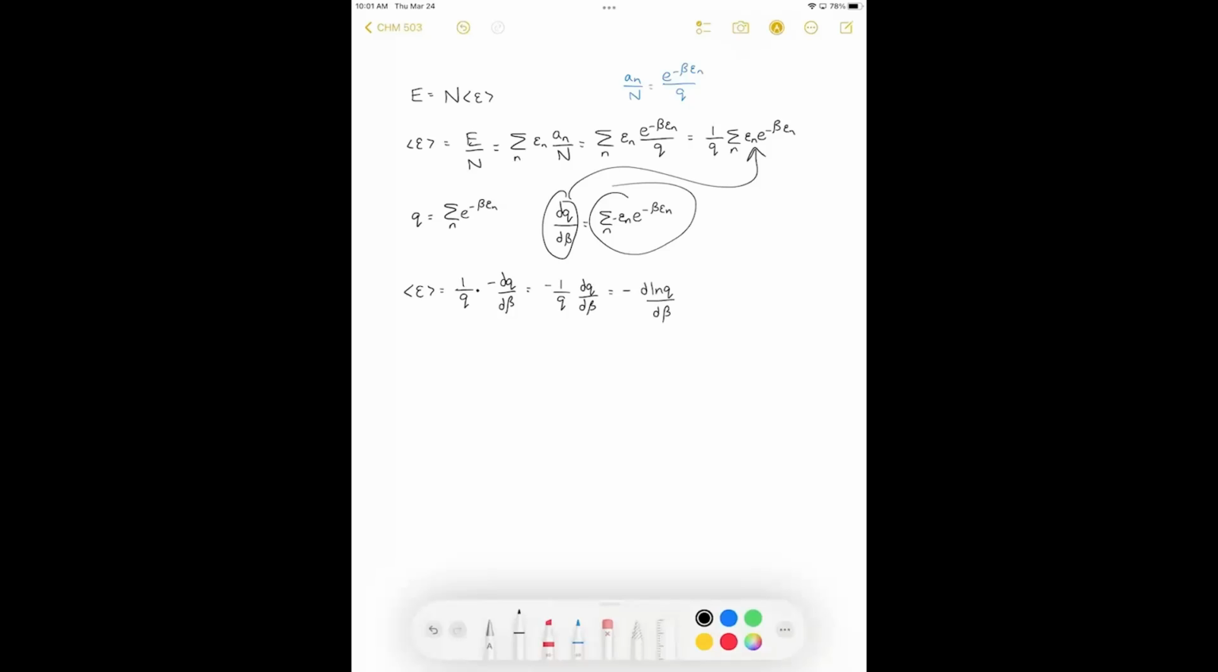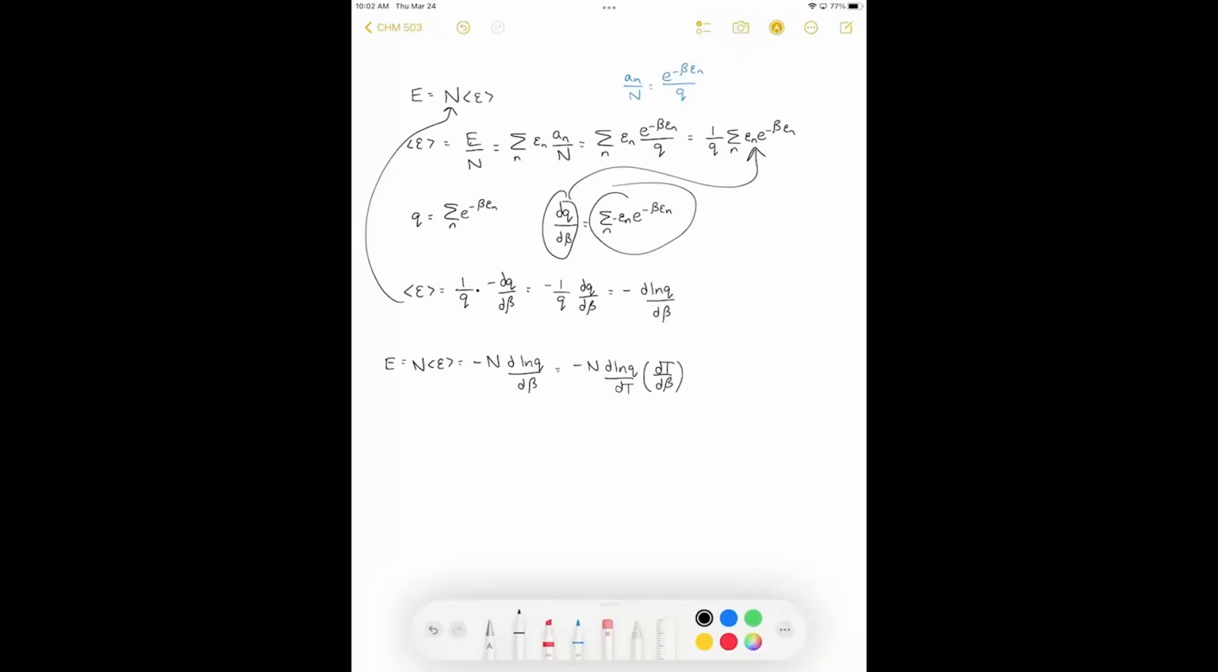Plugging this back into our original equation up here, we can figure out that the total energy of a system is equal to n times the average energy, which we'll write as negative n times the derivative of the natural log of the microscopic partition function q with respect to beta. In some cases, it's easier to calculate energy as a temperature derivative rather than a beta derivative. We can fix that pretty easily. So we can say that this is also equal to negative n times the derivative of the natural log of q with respect to temperature. And then we have to multiply that by dT d beta.